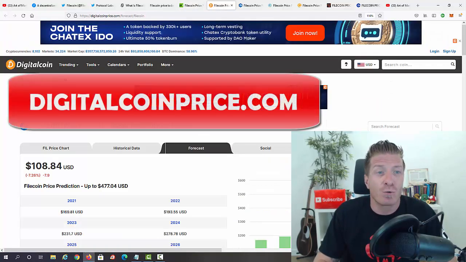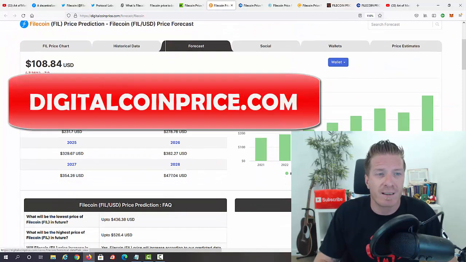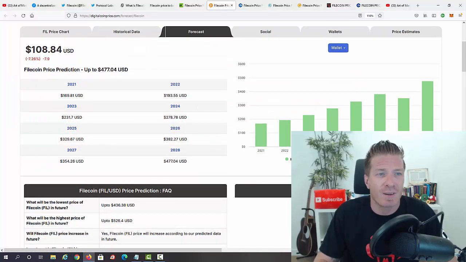Again, I actually think that this is very conservative, but walletinvestor.com is thinking that it's $172 this year, $407 in 5 years. So let's go to digital coin price. I really like their predictions. As you can see, again, $108 right now. We have 2021, $169, 2022, $193, 2023, $231, 2024, $278, 2025, $329, 2026, $382, 2027, $354, 2028, $477. So pretty bullish. It's pretty much going up every single year according to digital coin price.